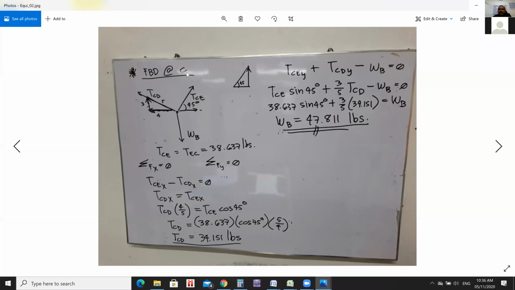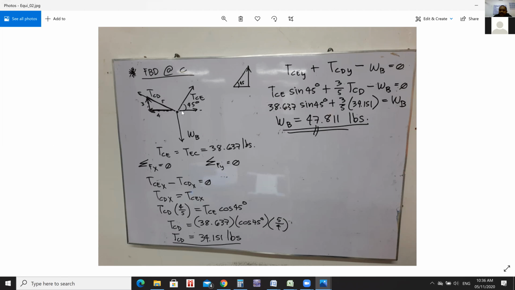Sa ikaduhang nga solusyon, sumpay ra siya. Ang TCE is just equals to TEC because sumpay ra man na siya. No? Kung ibira sa usa, automatically they are physically connected with each other. Pag bira aning usa, nabira sa ning usa. Okay? Dayon, mao sa itong gibuhat diri ga summation of forces along the x-axis.